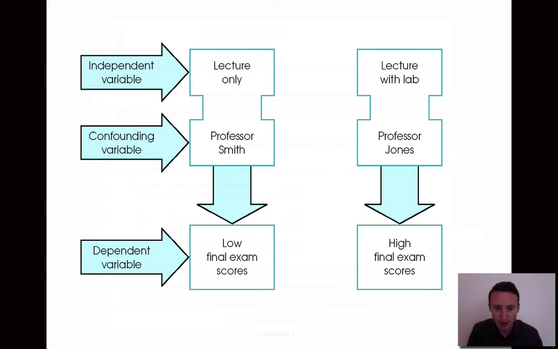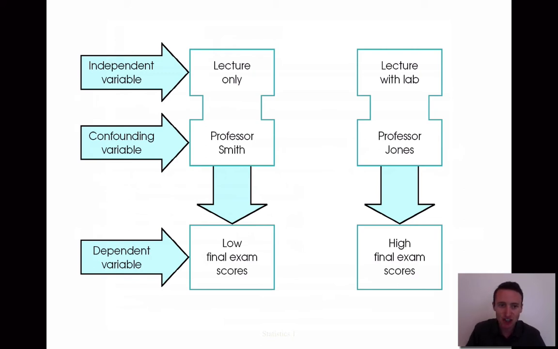So for example here, what we see is that students who had the lecture and the lab component also had higher grades compared to students who had the lecture only. So it's reasonable to expect that it was the different teaching method that caused an outcome difference in grades. But we have some further clarifications to make. So you have some key terms here. The first is the independent variable, the second is the confounding variable, and the third is the dependent variable.